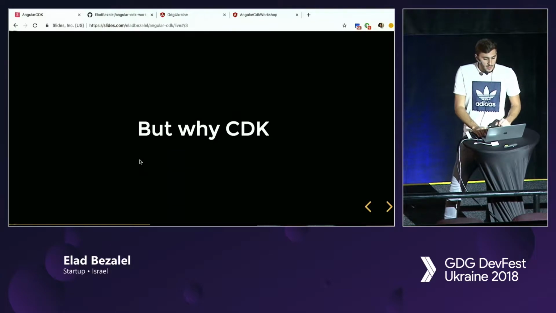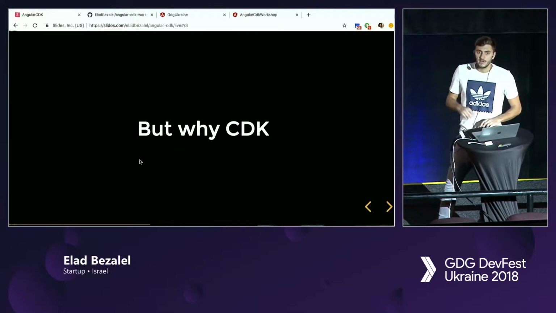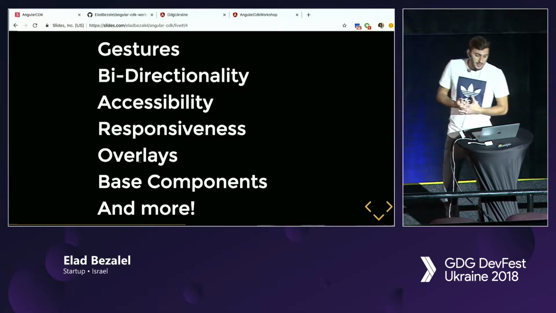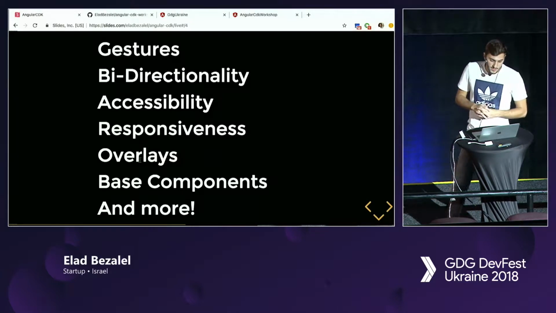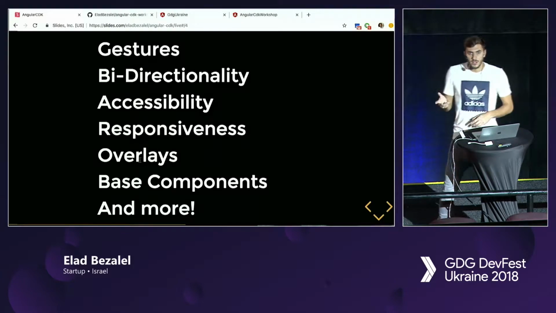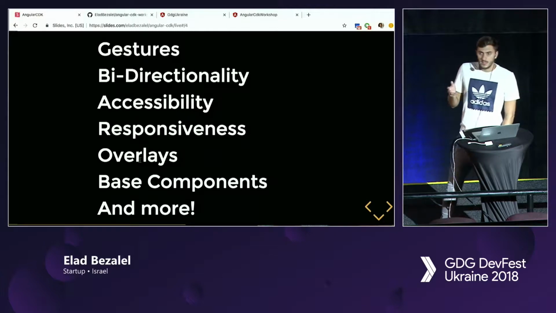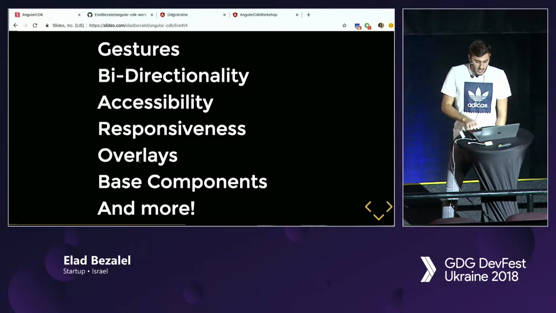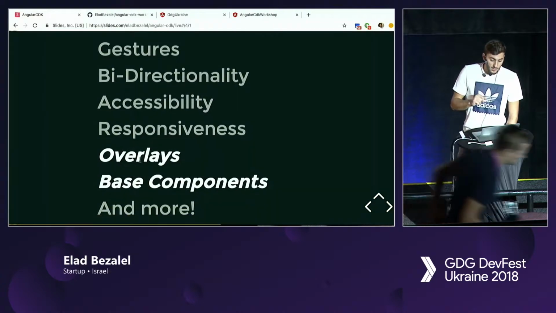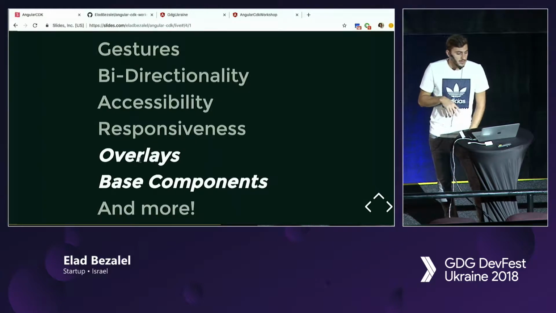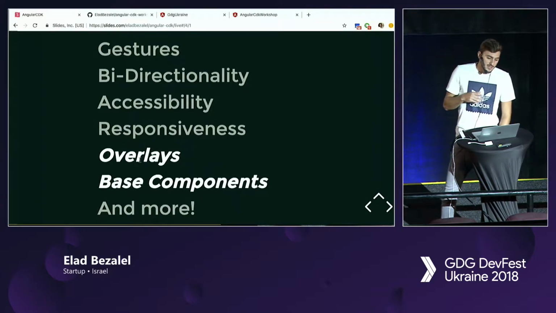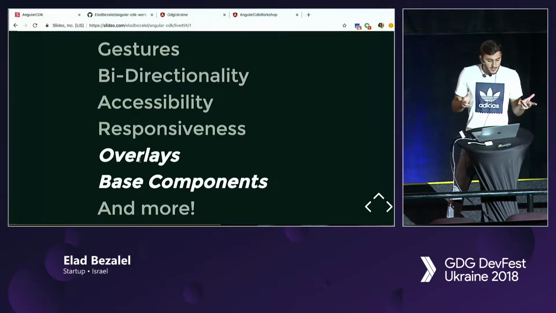So I talked about why the CDK, because you want to have your own UI components. And inside the CDK module, we have a lot of features, including gestures, bi-directionality for Hebrew speakers, Arabic speakers, accessibility, responsiveness, overlay, base components, and more and more. Today we're going to focus on overlays and some base components. You also will see some responsiveness and accessibility. Well, actually, you will see everything.